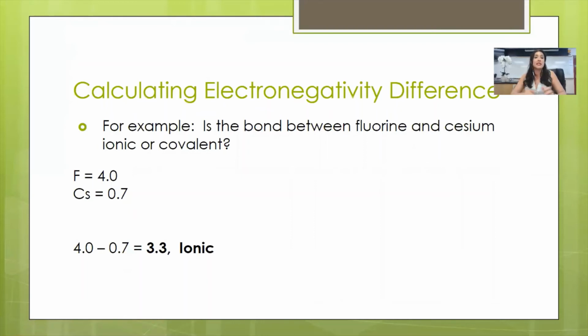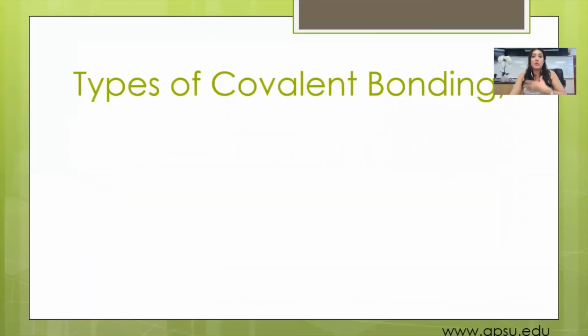So that's the easiest thing you can do. Just calculate the electronegativity difference, do a little subtraction, and you'll be able to decide based on this chart what type of bond we're talking about. So let's talk about those two different types of covalent bonding. We referenced them a moment ago on our table, but what do they mean?